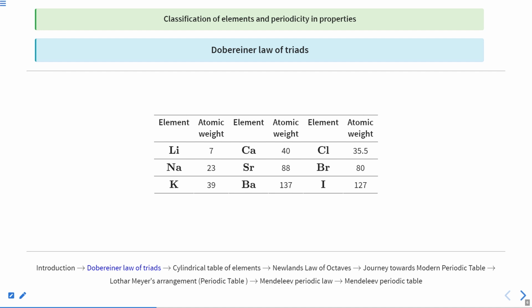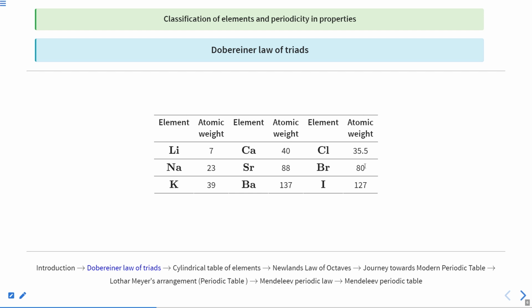So these are some triads. Here you can see these are the atomic weights. If you add 7 plus 39, it will give you 46. So 46 divided by 2 would give you 23. Similarly, 40 plus 137 gives you 177, and on dividing it by 2, you get approximately 88. Similarly, if I talk about bromine, 35 plus 127 gives 162, and dividing by 2 gives 81.